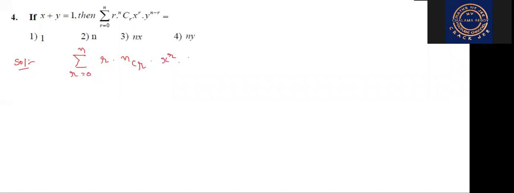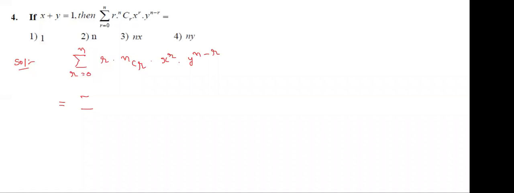If x plus y is equal to 1, then sigma r equals 0 to n of r into nCr into x^r into y^(n−r). Now, here nCr is there. What is the nCr formula?